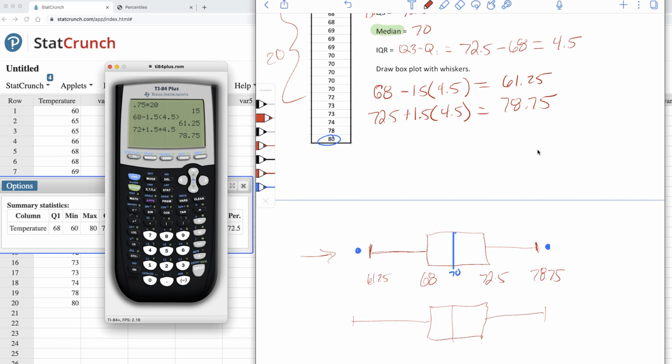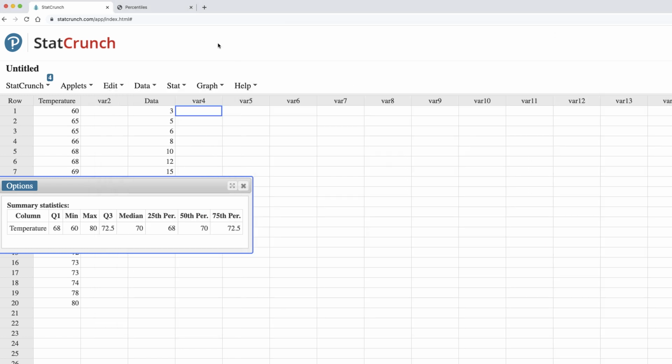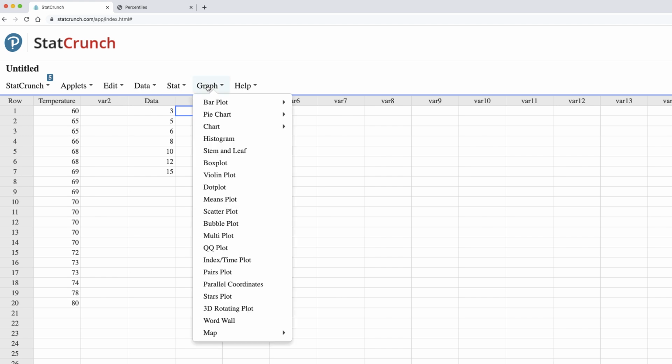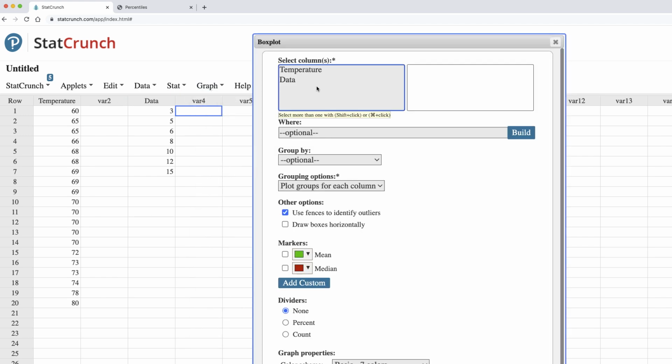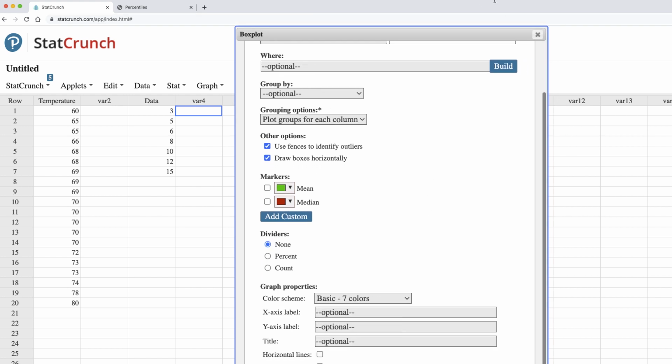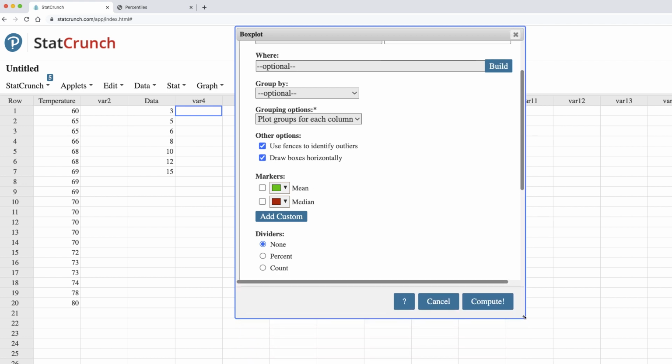Now let's look at how to do this in StatCrunch. All we do is we take our data, temperature, graph, box plot, temperature. Now here it is. Use fences to identify outliers. Yes, we can have it on so we can see them. If they don't want it on, you'll see the question doesn't have any outliers. On the homework, just click it off. Do this one, draw the box horizontally. And then that's all we need to do. Let's see. Compute.